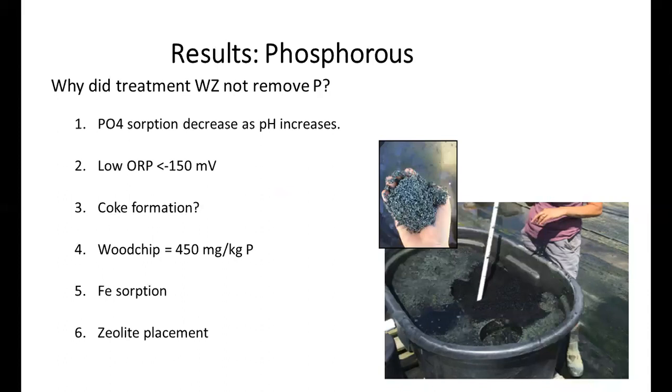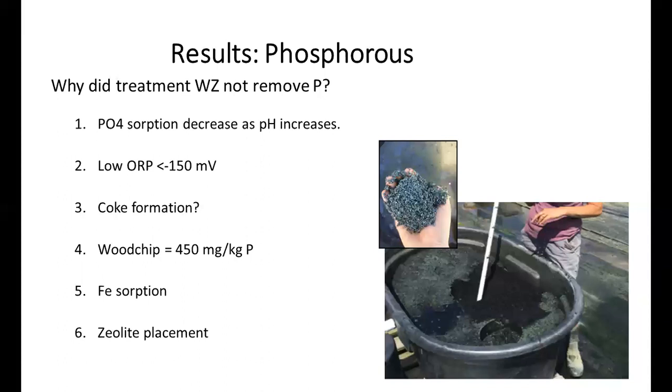One explanation could be that, well, from previous research, we know that phosphate absorption decreases as pH increases. The pH of the Woodchip zeolite treatment was 1 pH point higher than the other two treatments. At ultra low ORPs, less than negative 150 millivolts, phosphorus has been shown to desorb from zeolite.